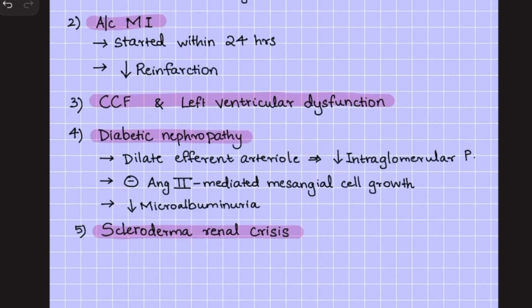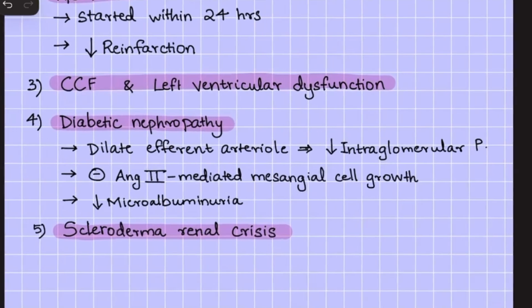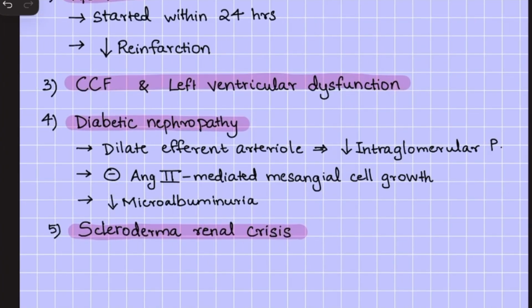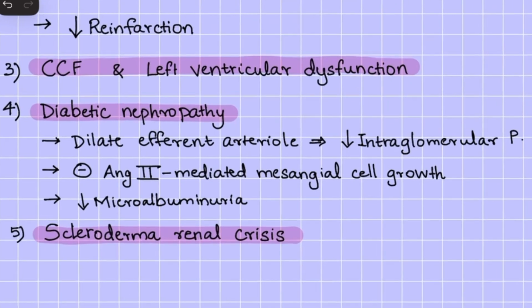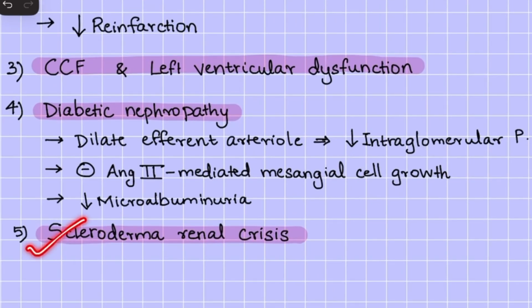ACE inhibitors are also used in diabetic nephropathy. Reasons: they dilate the efferent arteriole in the kidneys and this will decrease the intraglomerular pressure. They also inhibit angiotensin-mediated mesangial cell growth, which has a renal protective action. It also decreases microalbuminuria. Another use is scleroderma renal crisis.